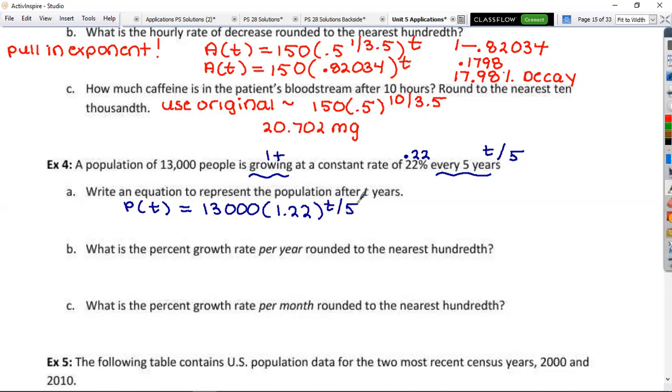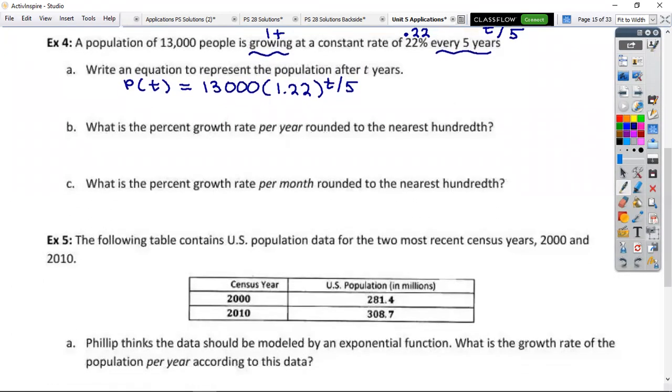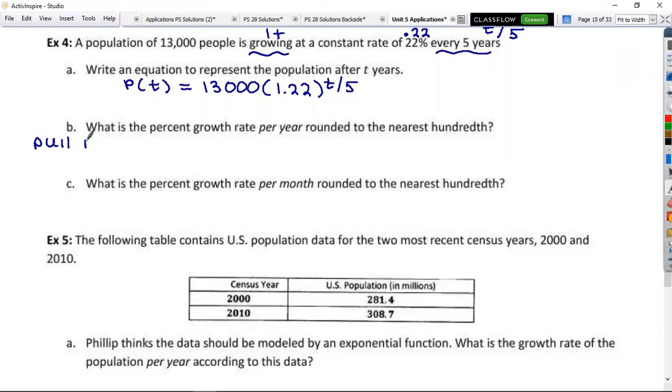So now we want, what is the percent per year? So once again, just practicing pulling that power in. So again, I'm going to make you a little note here to pull in the 1/5, so the exponent. I'm going to go P of t equal to 13,000 and 1.22 to the 1/5 to the t. And that's it. You're just rearranging your rate, essentially. So from this one, what do we get?